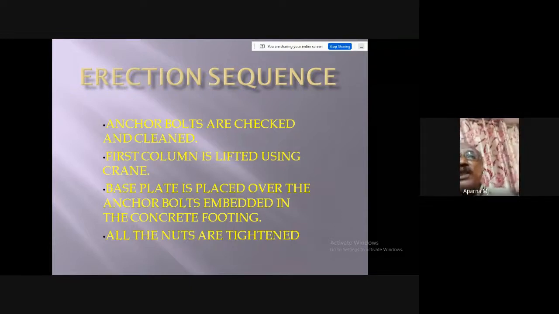Then the first column is lifted using a crane. Then the base plate with the holes will be brought to the anchor bolts, slowly lowering down. The anchor bolts will penetrate through the holes in the base plate, and the column will rest on the concrete footing. That time, washer will be inserted through the anchor bolt. The nuts will be tightened using spanners.